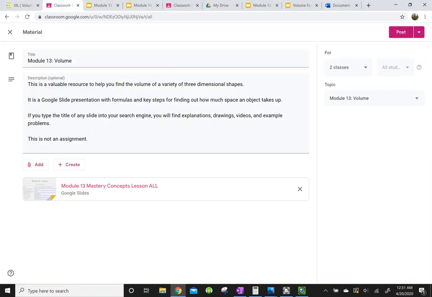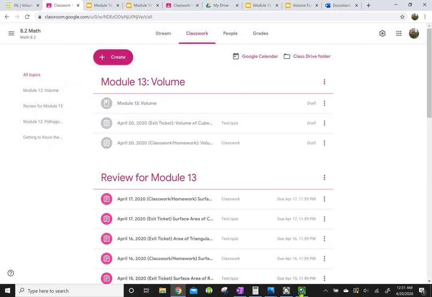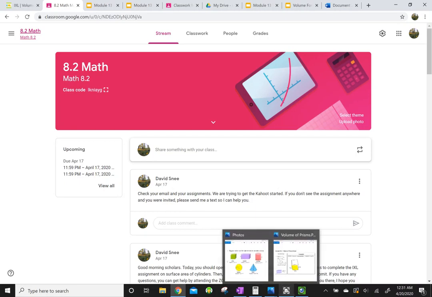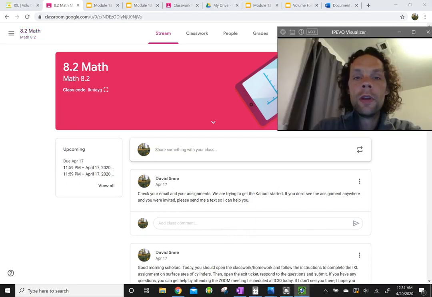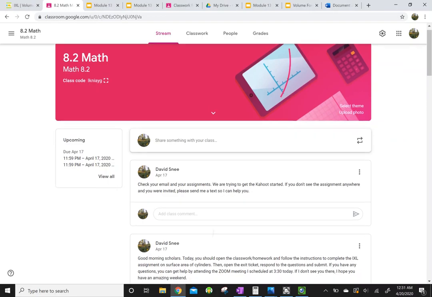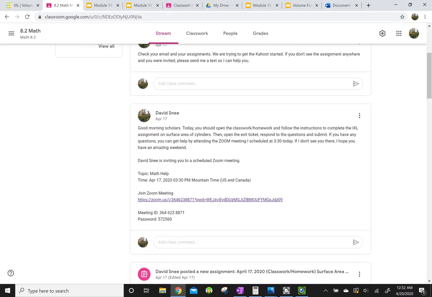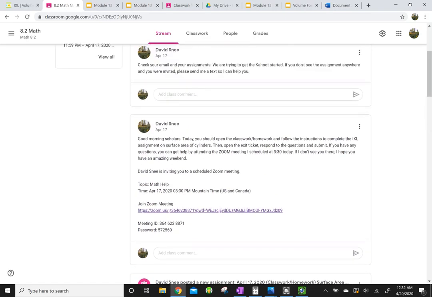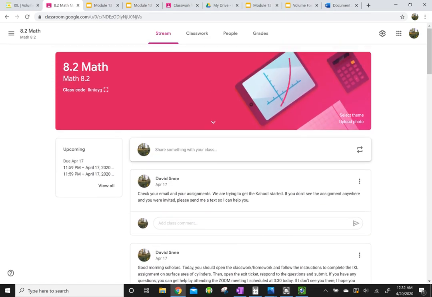Today when you get into your classroom, it looks something like this. It says stream, and then across the top it says stream, and then classwork, and then people. Okay, and the only difference with my page is it says grades over there. So if you click on stream, you always get all of these messages that I'm posting in the classroom. The most recent are at the top, okay? Your assignments today are right here at the top of the stream.